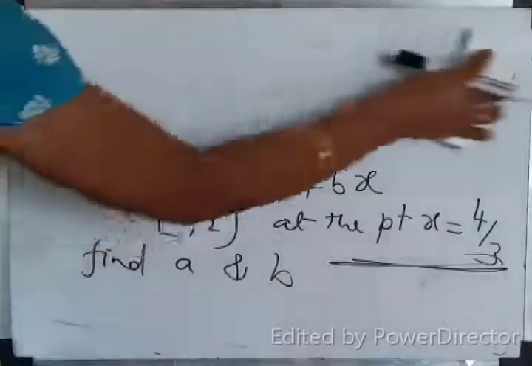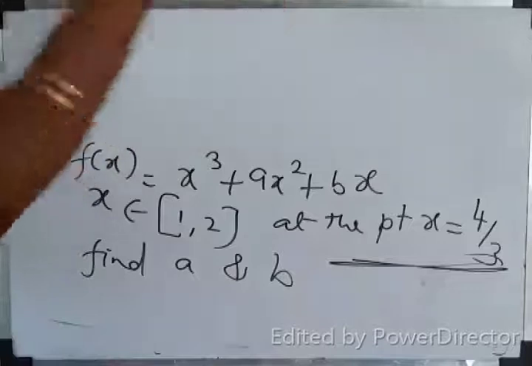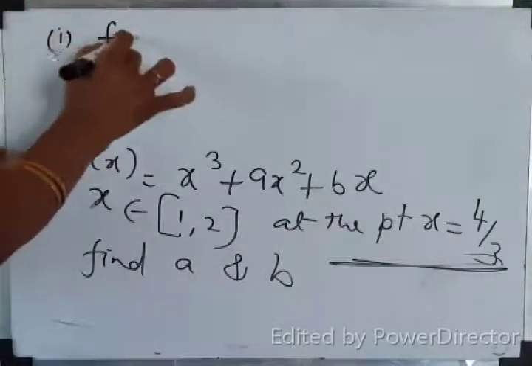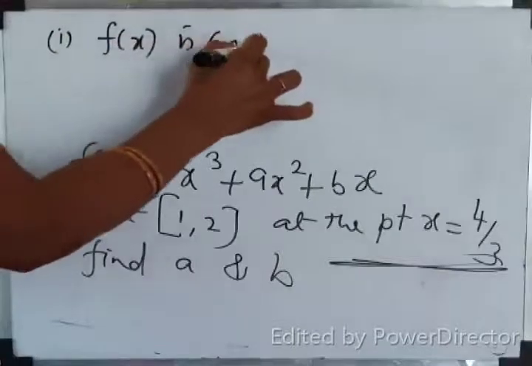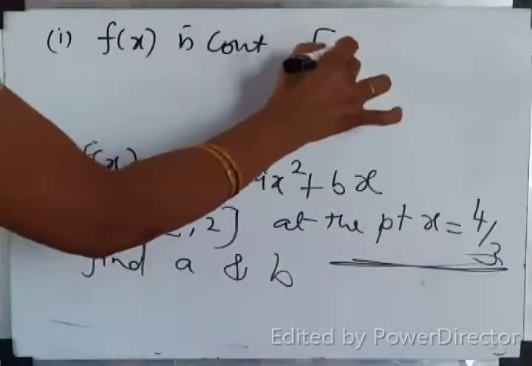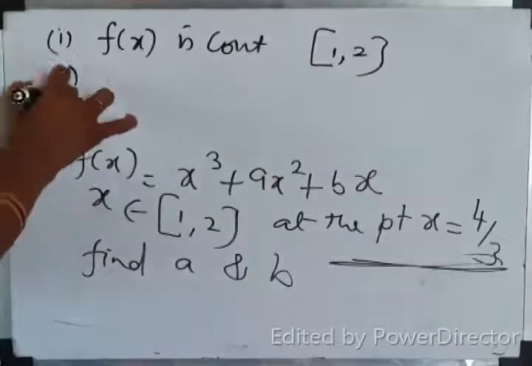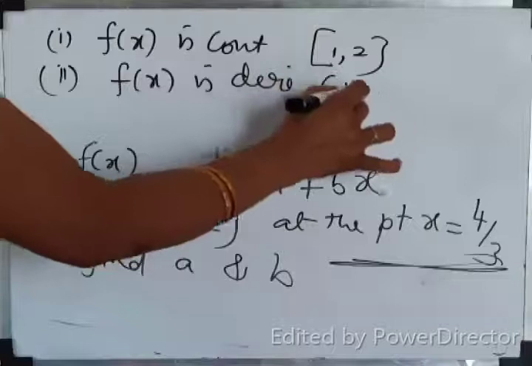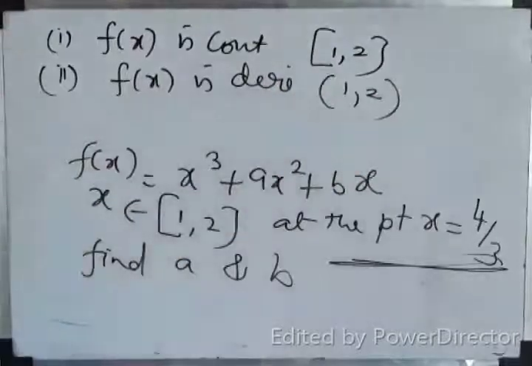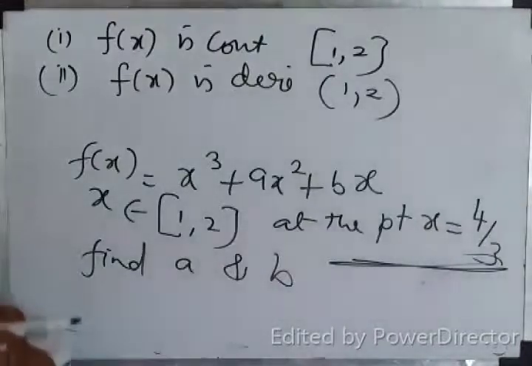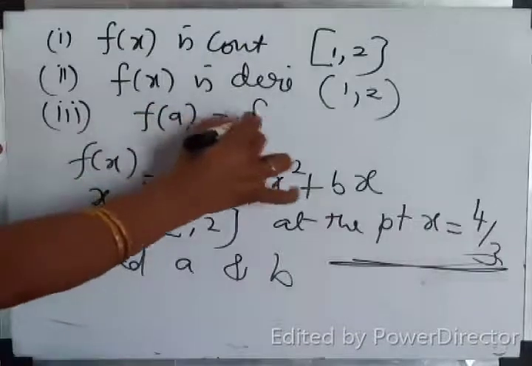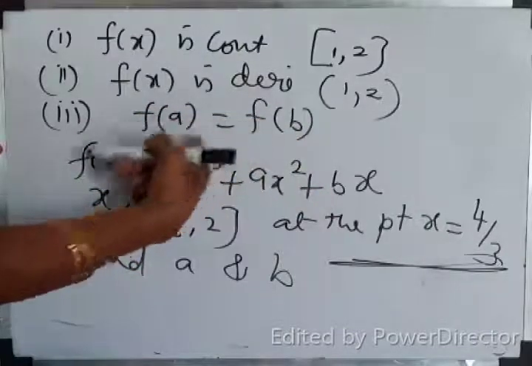See, Rolle's theorem says f of x is continuous in the closed interval. You have to write, children. Please write. f of x is continuous in the closed interval [1, 2]. Then f of x is derivable in the open interval (1, 2). In these 2 lines, we are not getting any equation, correct? But my third point is f of a equal to f of b. Yes, I am getting one equation, isn't it?